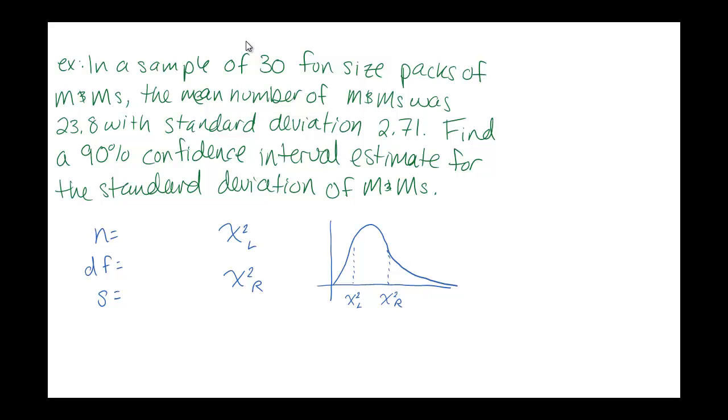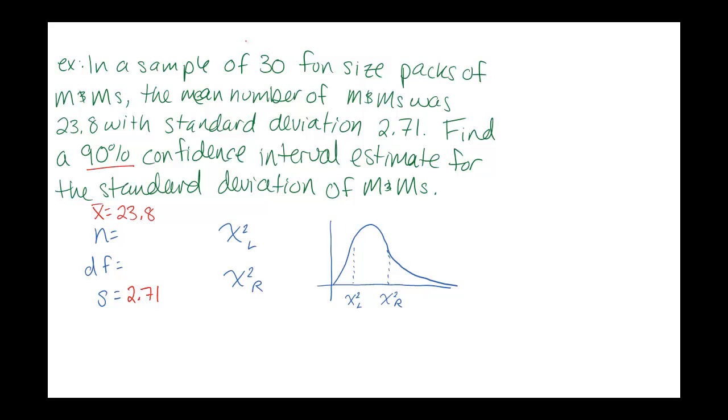In a sample of 30 fun-sized packs of M&Ms, the mean number of M&Ms was 23.8, so that's the mean of the sample. That would be x bar, which I actually didn't write down here. So x bar is 23.8, so about 24 M&Ms per pack, with a standard deviation of 2.71. This is the standard deviation of the sample, right? Find a 90% confidence interval estimate for the standard deviation of M&Ms.